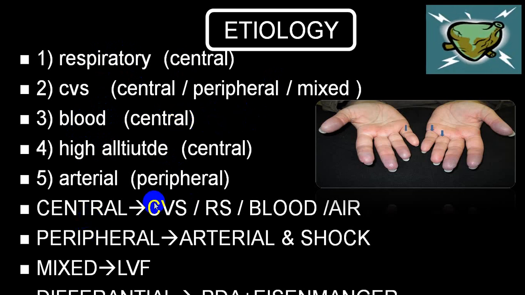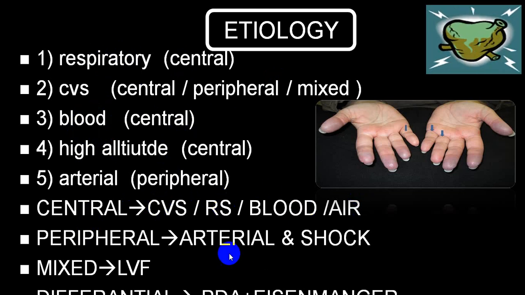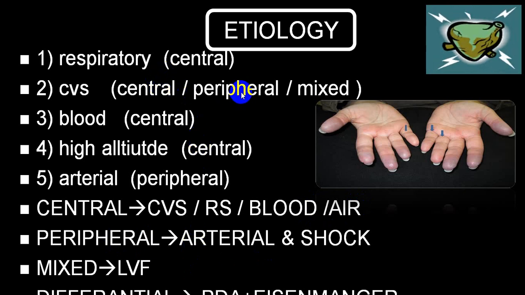Indirectly, central can be because of cardiovascular, respiratory, blood, and atmospheric conditions, while peripheral will be because of severe congestive heart failure, which can have a peripheral element, as well as peripheral arterial disease. Mixed variety will be because of acute left ventricular failure, or we call it acute pulmonary edema, or severe congestive heart failure. Plus, I forgot to mention polycythemia rubra vera.